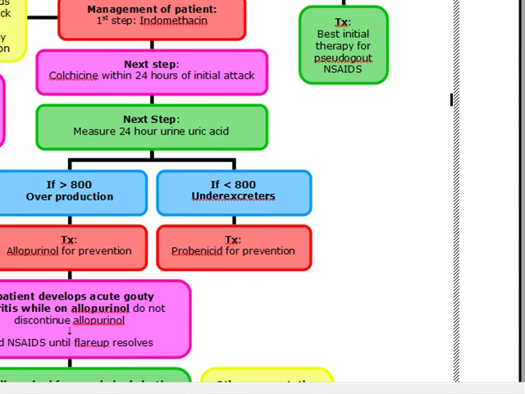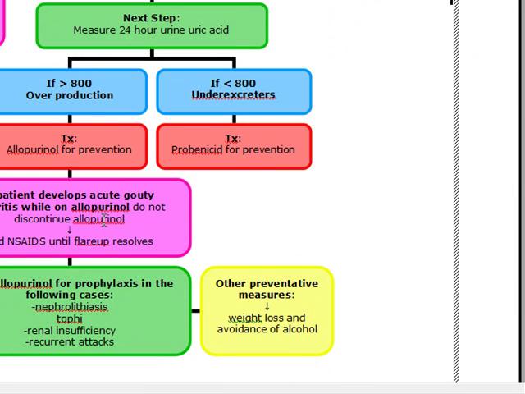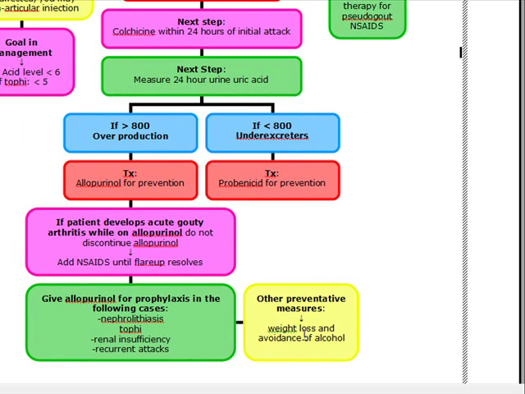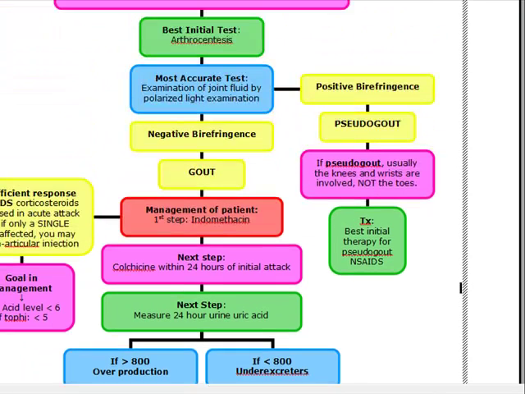And remember, if a patient has acute gouty arthritis while they're on allopurinol, we don't discontinue allopurinol. We just add an NSAID until the flare-up resolves. And we're going to give allopurinol as prophylaxis for the following cases: nephrolithiasis, tophi, renal insufficiency, and recurrent attacks. And we want to give them preventative measures such as weight loss and avoidance of alcohol as well.